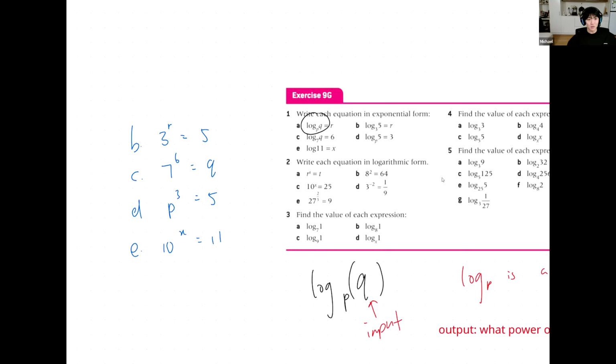All right, so now we have question 2, write each equation in logarithmic form. Before we do that, I'm just gonna tell you guys some basic concepts for this. Some basic formulas, not even the formulas, just the basic ideas of log. Let's say with log base 10 of 1, what is this equal to?